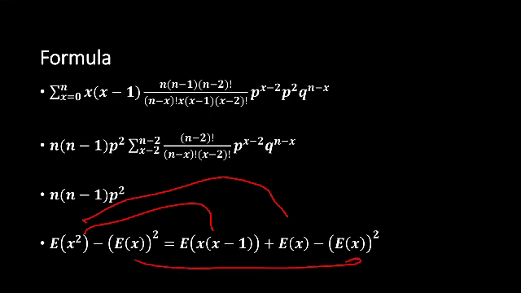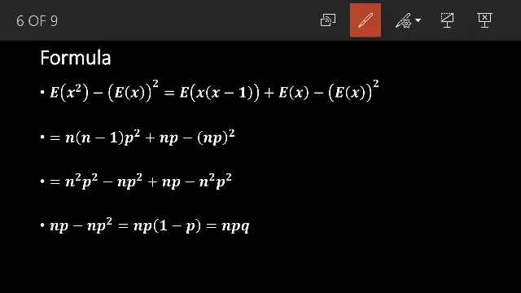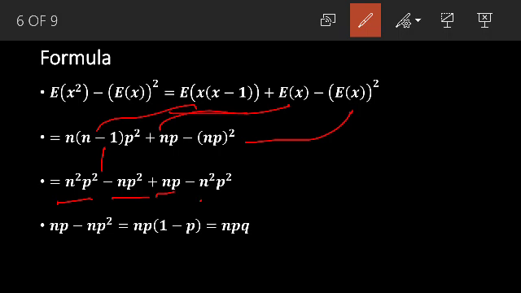Now we continue from there to see that our expected value of x into x minus 1, we just found out, is n into n minus 1 p squared. Then the expected value of x is what we've done before, which is the mean, np. Then the expected value of x, all squared, is np all squared. Okay, so if we open our bracket here, we are going to get n squared p squared minus np squared, opening the bracket, then plus np, then minus n squared p squared.